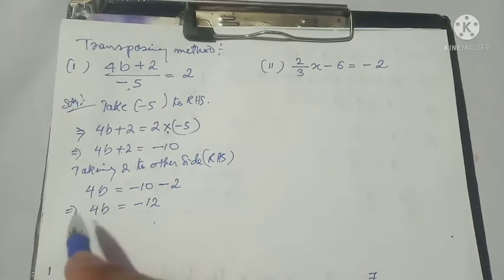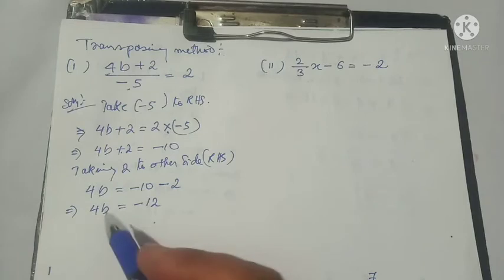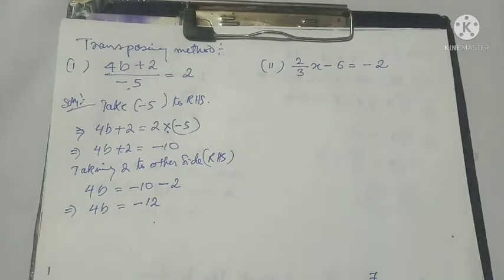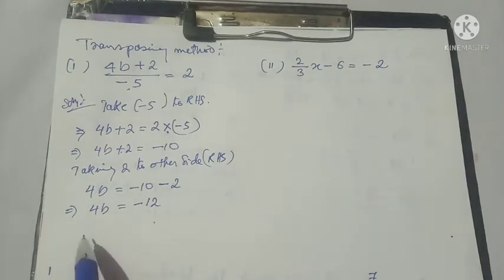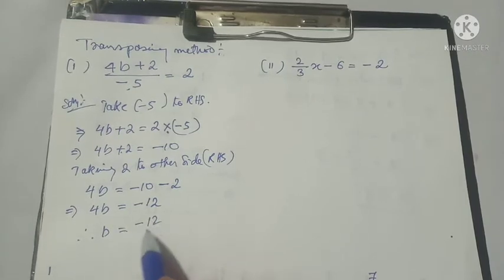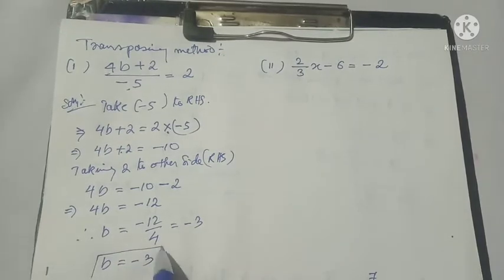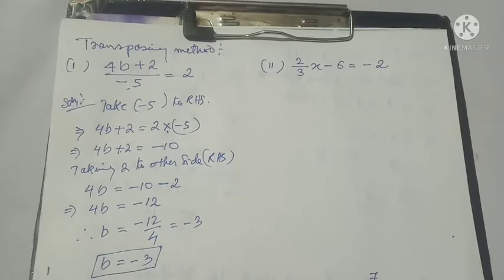Then what will be the answer here? Let's see the answer. Here the variable b is equal to minus 12 by 4. What is the answer? Minus 3. The value of the variable b, the solution of this equation, is minus 3. b equal to minus 3. Understand? This is the solution of the given equation.